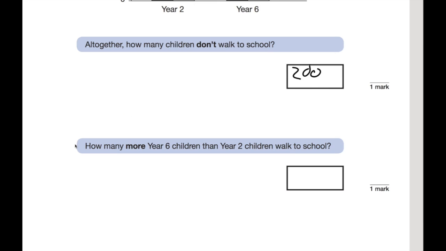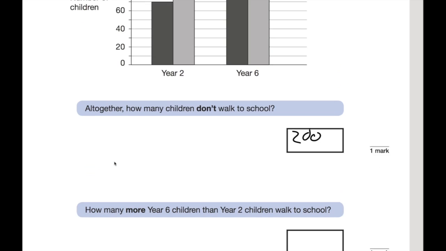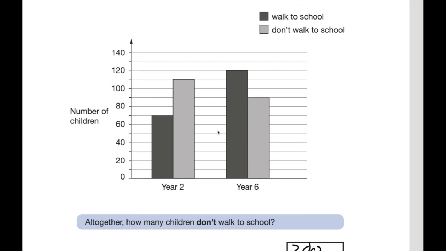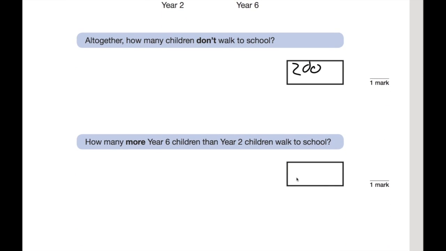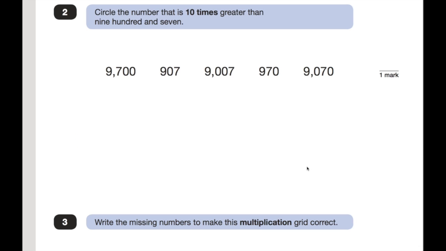Now the next part of this question says, how many more Year 6 children than Year 2 children walk to school? So we're looking at the darker colour now. The number of children that walk to school in Year 6 is bang on 120, and in Year 2 it's between 60 and 80, so we know that's 70. So it's asking the difference effectively, so 120 minus 70, should be able to do that in your head. The answer is 50.